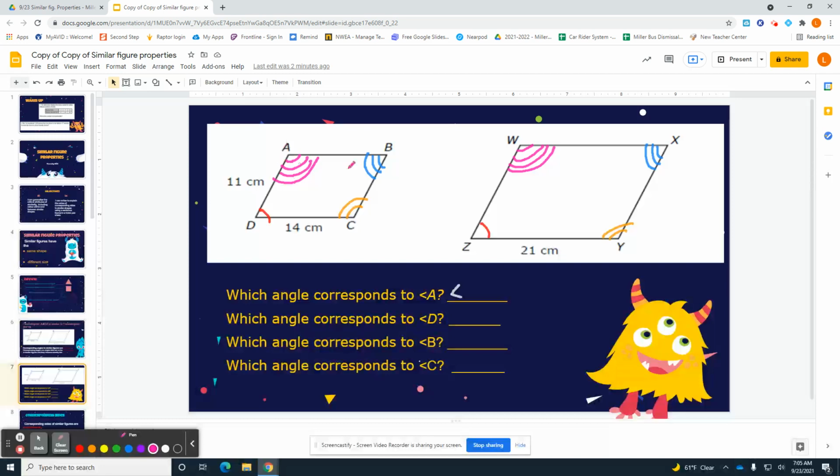So we said angle A corresponds to angle W. Then we have angle D, and we said angle D corresponds to angle Z. Then which angle corresponds to angle B? So angle B is here. Angle B corresponds to angle X. Remember we labeled it with our little quarter circles. And then which angle corresponds to angle C? Angle Y.